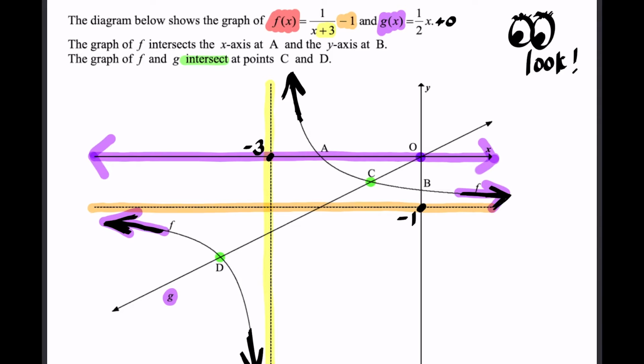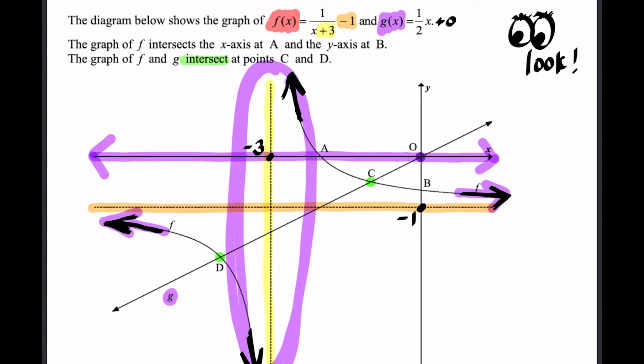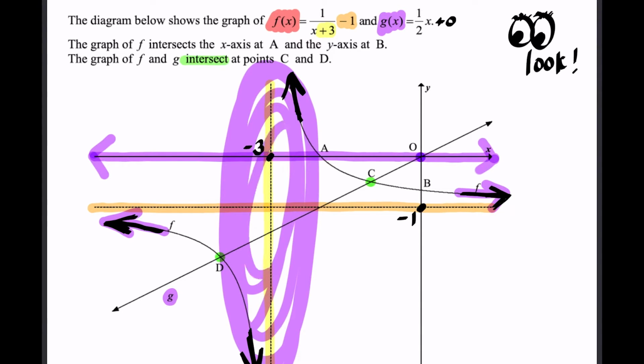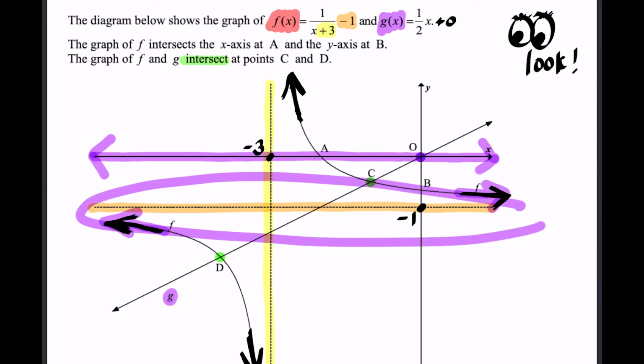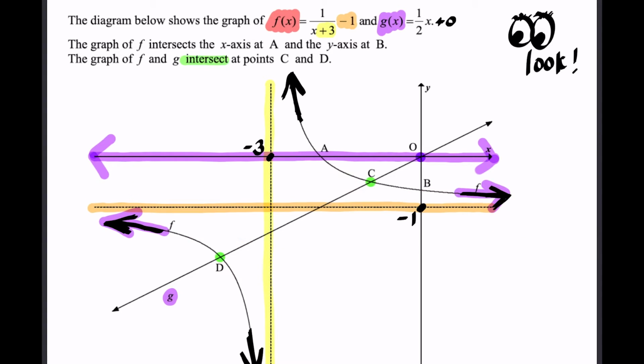However, this is a hyperbola, and a hyperbola has an asymptote. So when we're doing our domain, we have to remember that it's all the x values from negative infinity all the way to positive infinity, but it excludes the asymptotes. If I were doing the range of a hyperbola, it would be exactly the same. All the y values positive and negative, except it would exclude the asymptote.